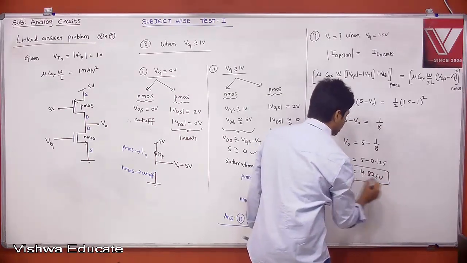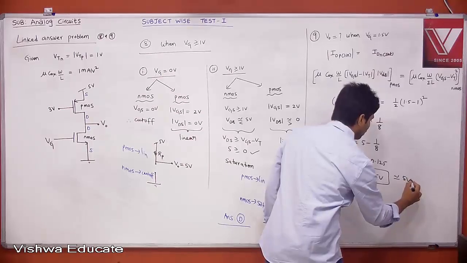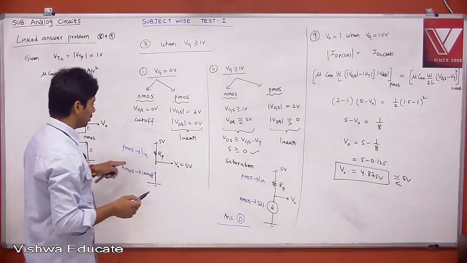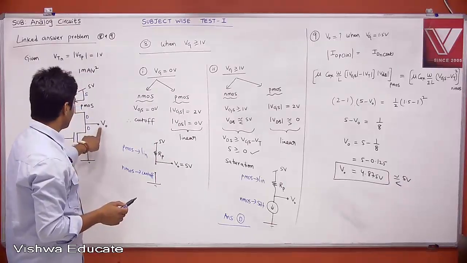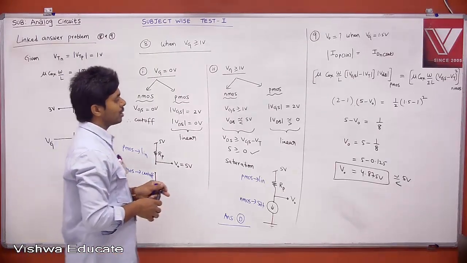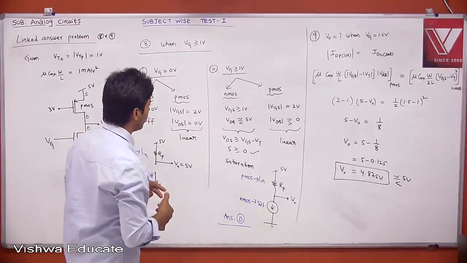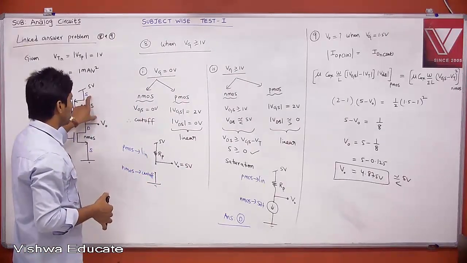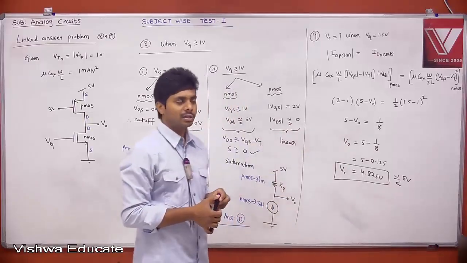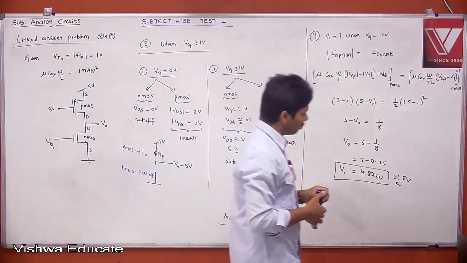It is close to 5 volt but less than 5 volt. That's what I told, right? If you take here, what is your VDS? This one is close to 5 but less than 5. Then mod VDS will be 0.125. It is close to 0 but slightly greater than 0, which is 0.125. Satisfied.